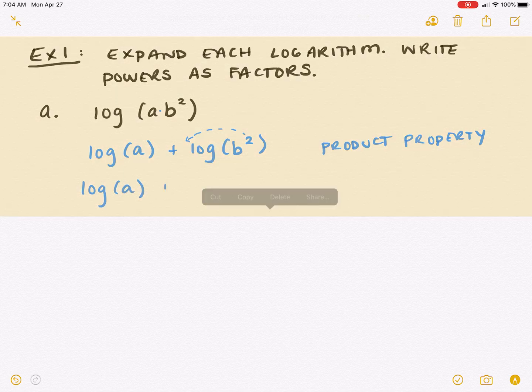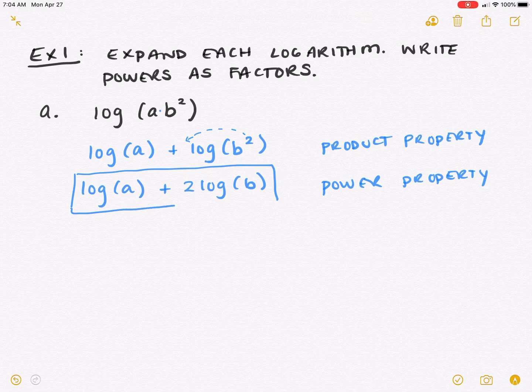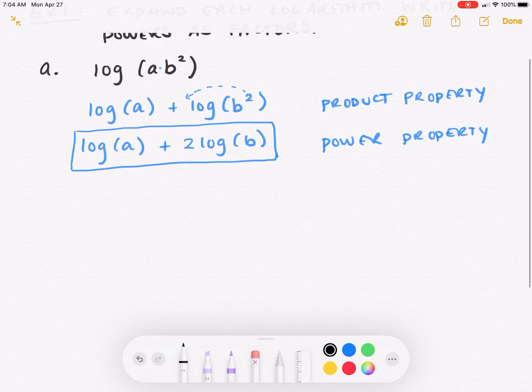So then what I can do is take the 2 and bring it down front. So log of A plus 2 log of B, this is the power property, and I give it a second look and make sure that I'm not missing properties 1, 2, or 3, where we maybe take the log of 1 or we have the same input in the same base, but I don't, and so this would be the final expanded form. Pretty easy example right there. Good one to get started with.